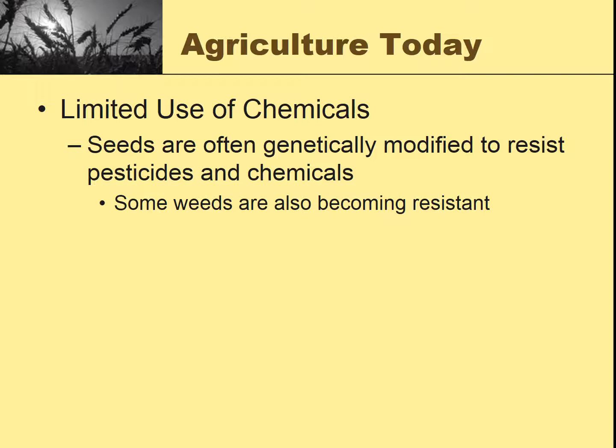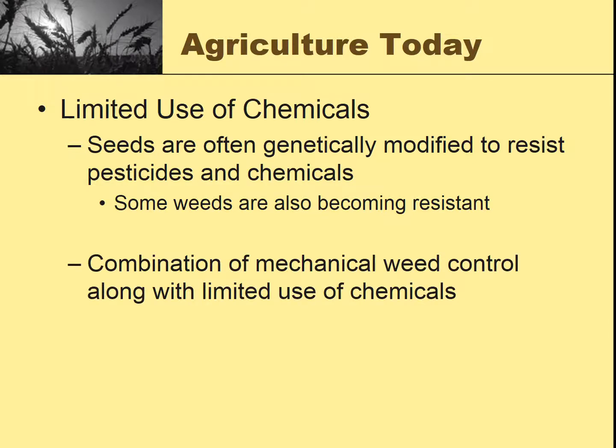And we're also seeing some weeds that are becoming resistant, so we're having to find alternative ways to make sure that our crops are growing strong without being choked off by pests like weeds. So we have this combination of mechanical weed control along with a limited use of chemicals, which is a sustainable way forward in terms of how we approach growing food in a commercial economy.